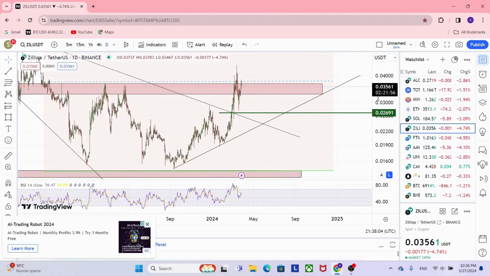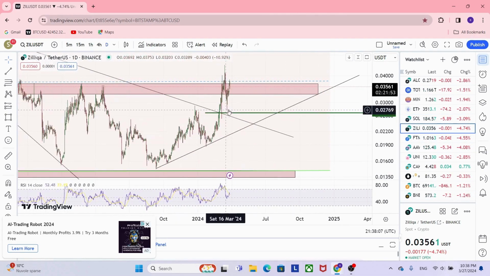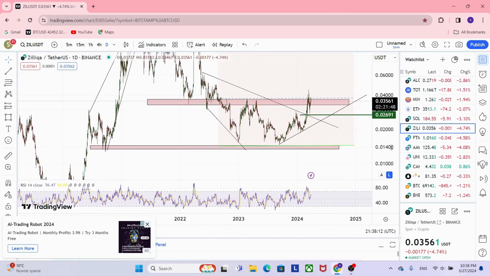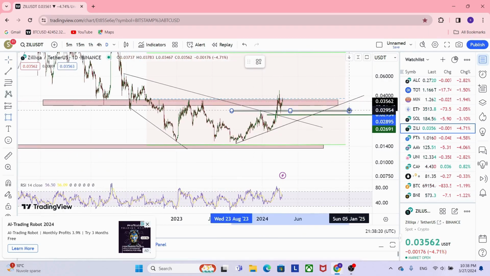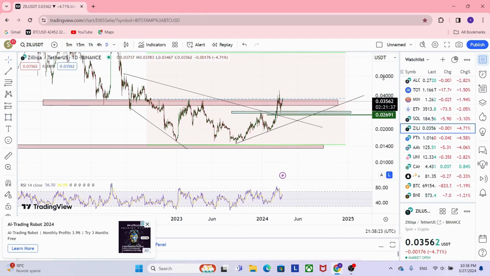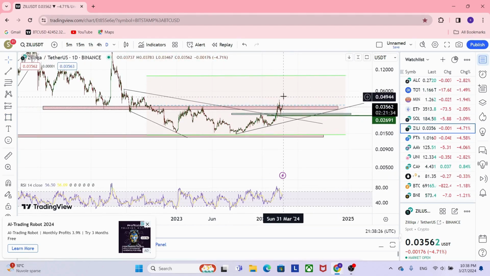About Zilliqa, here we see that it again respected the break-even of this broken trend line and is going up, also this classic support zone. So we still expect Zilliqa to go up. The eventual target in my opinion for this move can be around 10 cents.